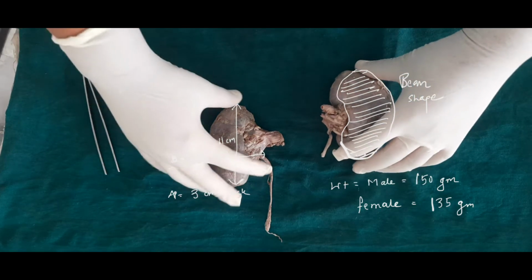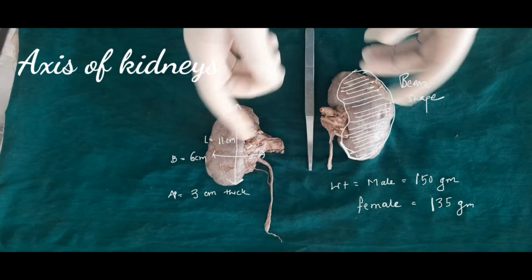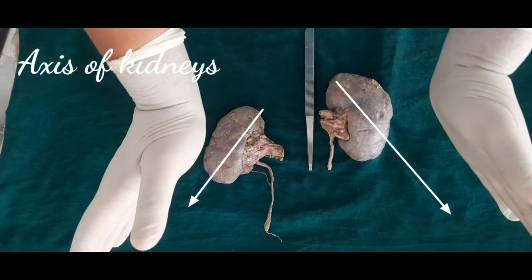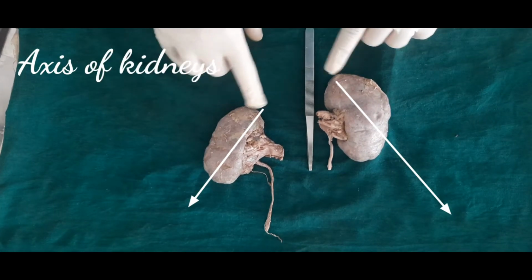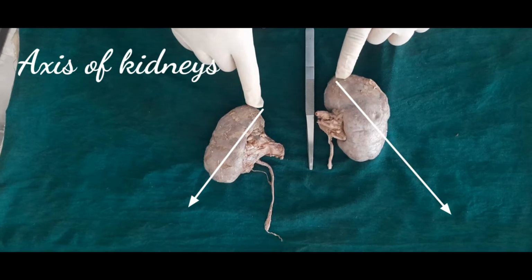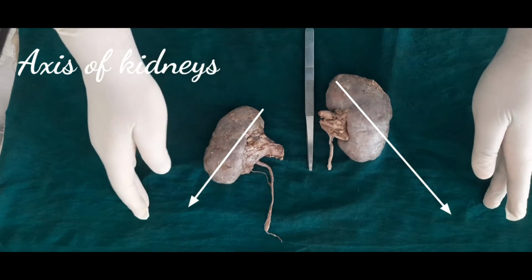The axis of the kidney: of both the kidneys, it is directed downward and towards the left. So the upper end, which is also known as the upper pole of both the kidneys, lies nearer to each other than the lower pole.